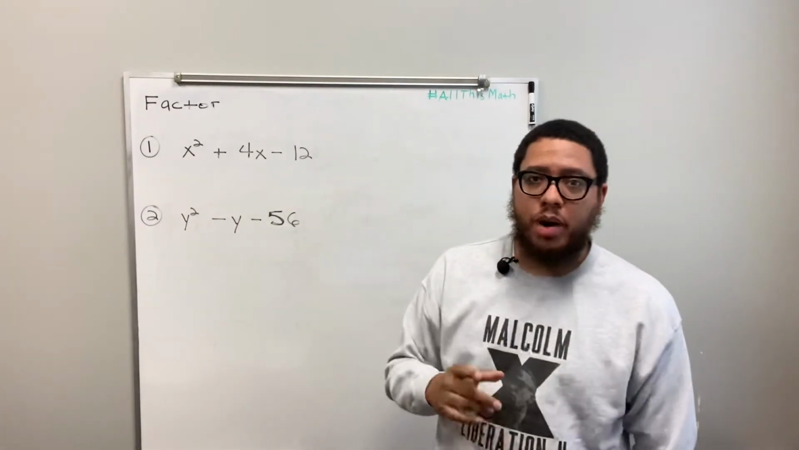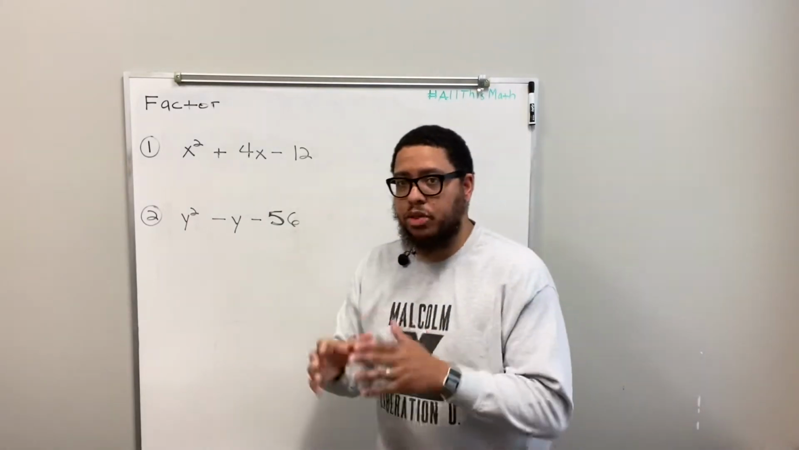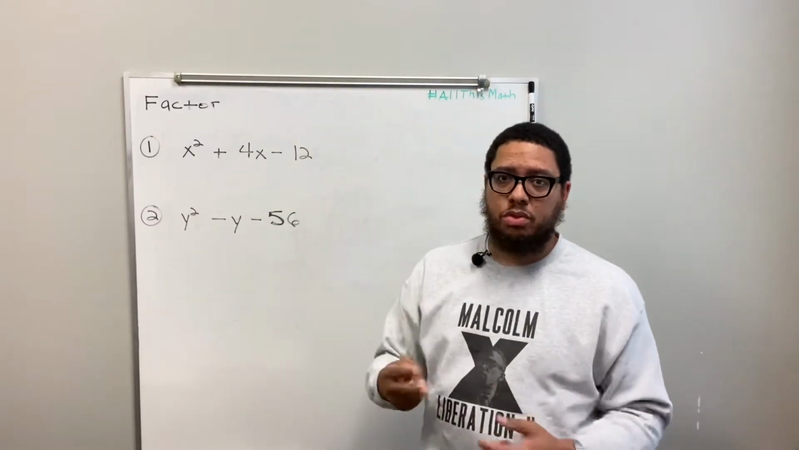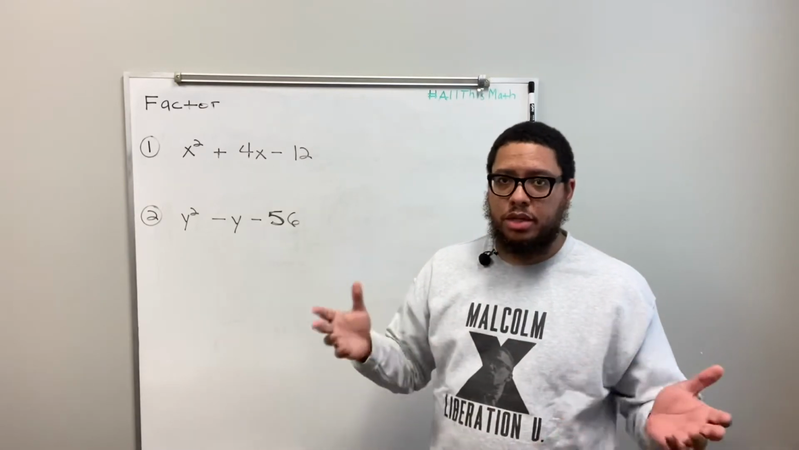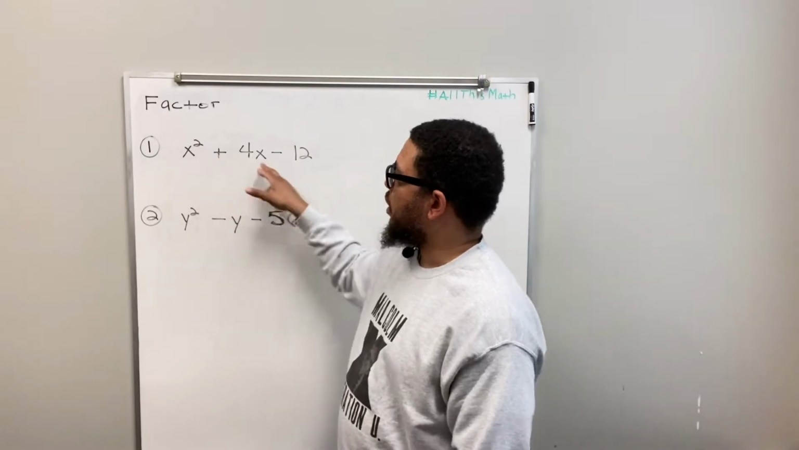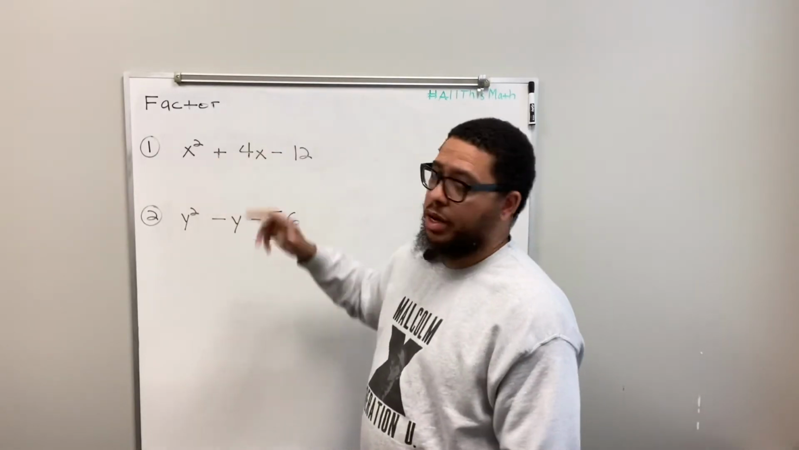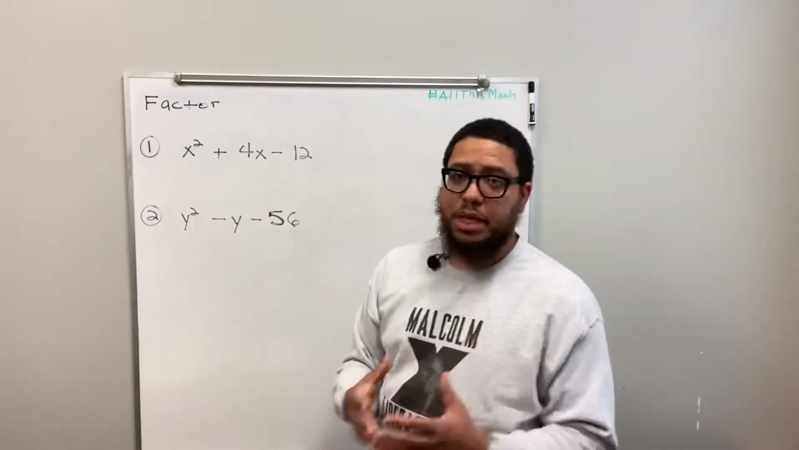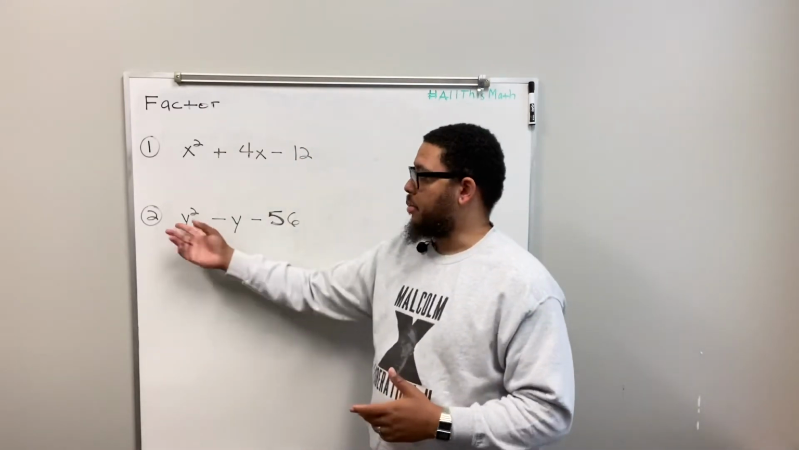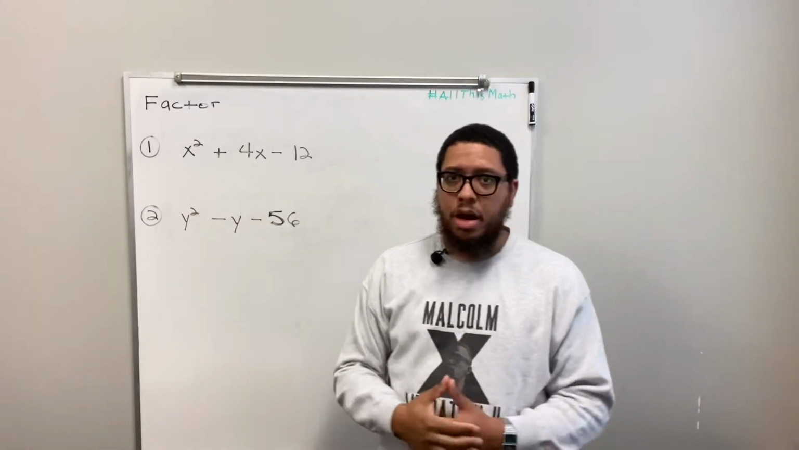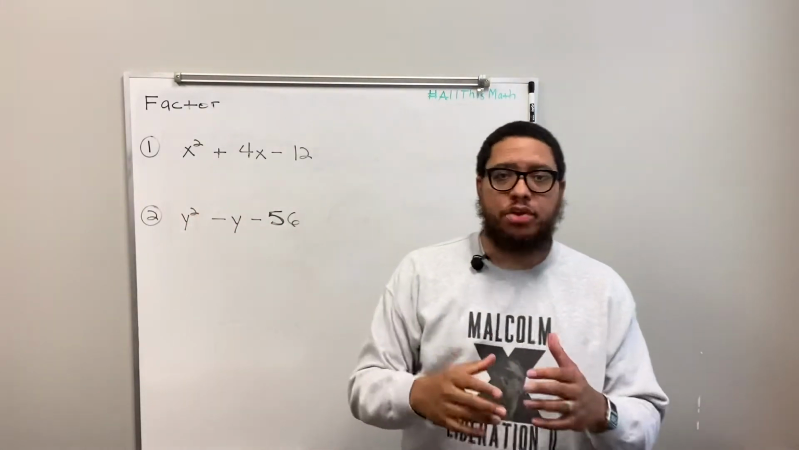Now, what makes them quadratic? Quadratic means that when you look at the expression, the biggest exponent you see is a 2. And number one, biggest exponent I see is a 2. This x has an exponent of 1, which is invisible. Same thing with the 4 and the negative 12. The biggest exponent I see is a 2. Same thing with expression number 2, y squared. Quadratics.